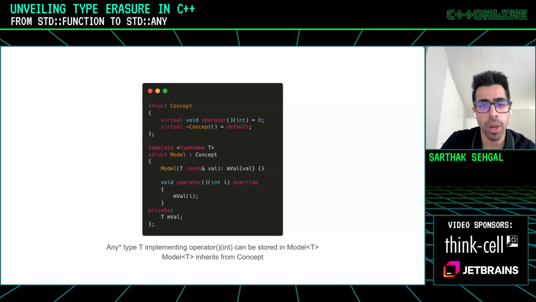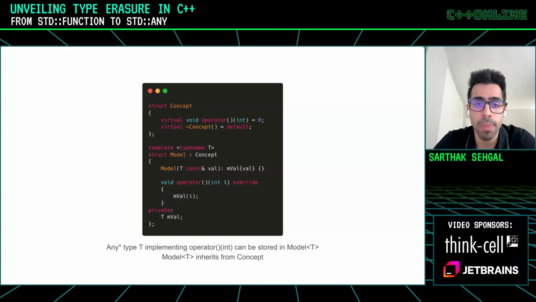T. The model structure, model of type T, can be constructed from a value of type T, and it implements the function call operator that's defined in the concept and simply calls the value that was passed to it. You can see that in the model, in the constructor, it's copying the value and storing it into mval. So it implicitly requires the value to be copy constructible. And that's why I've got this asterisk at the bottom.